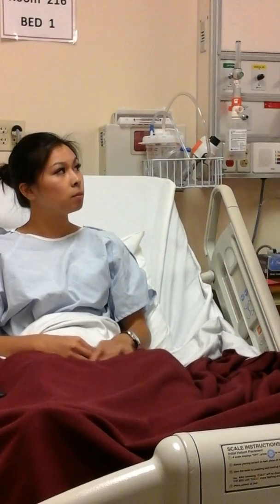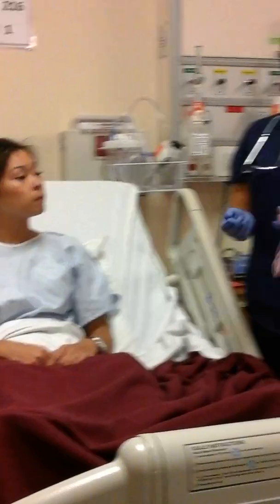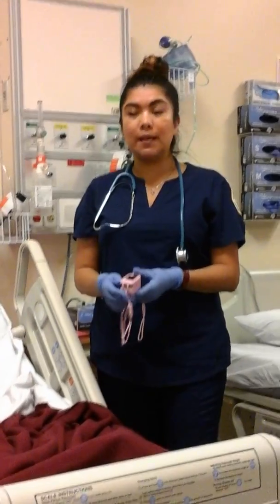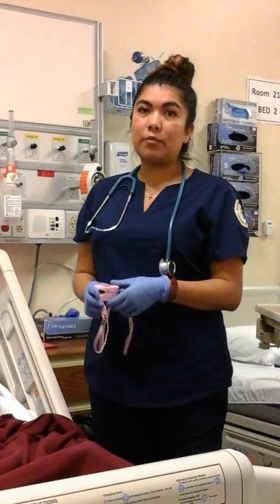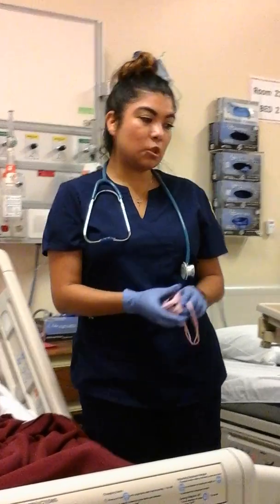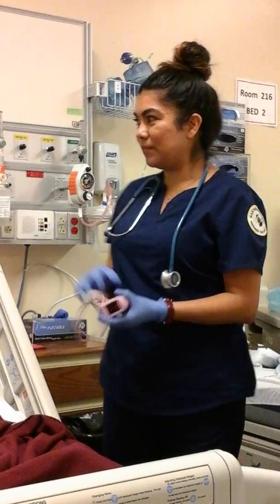So her oxygen was at 99%, her heart rate was at 79 beats per minute, and her respiratory rate was at 13 breaths per minute. All of that was within normal range, okay?